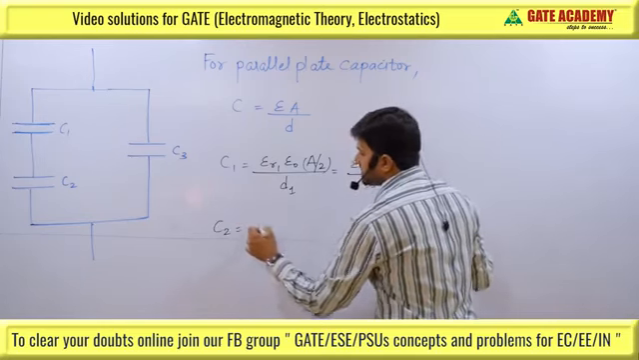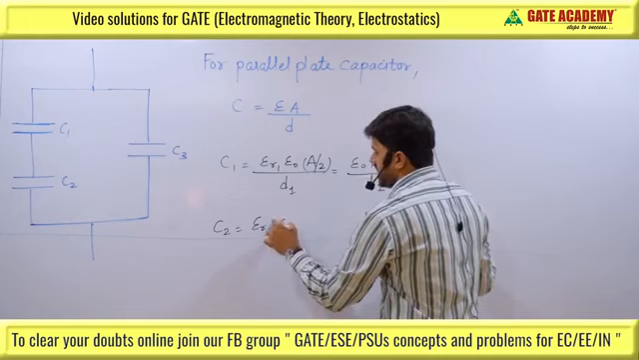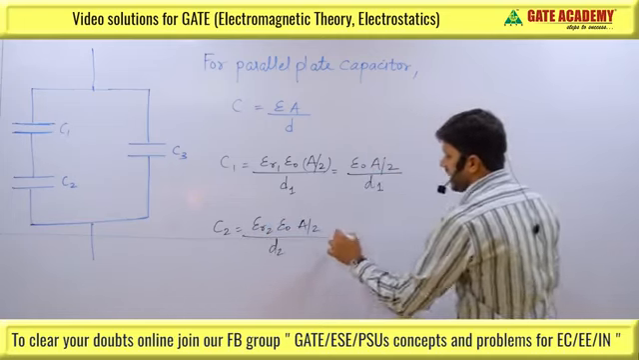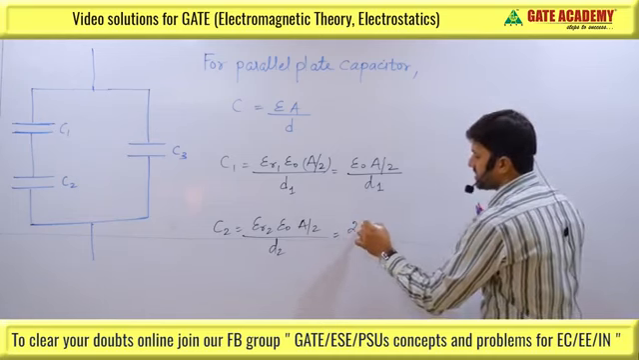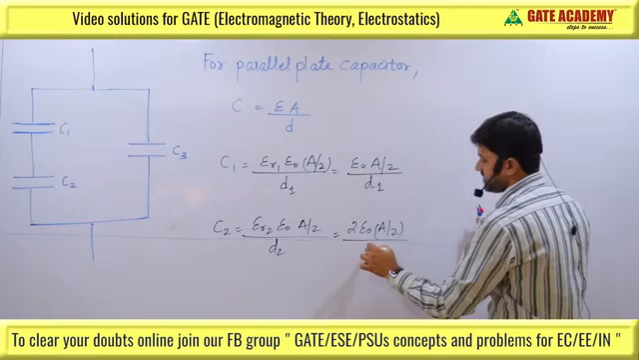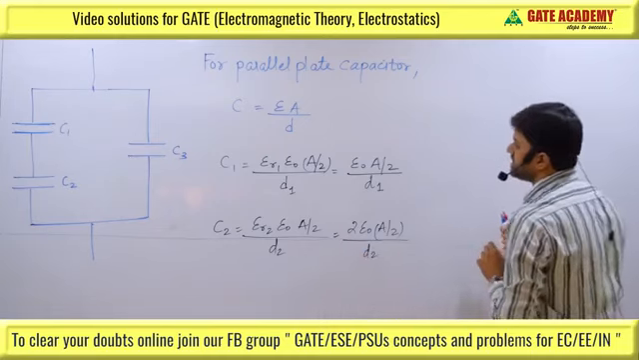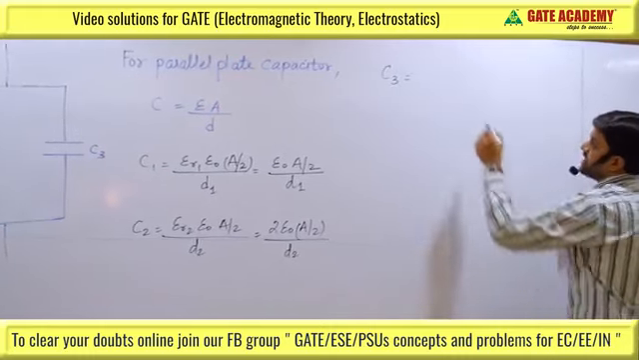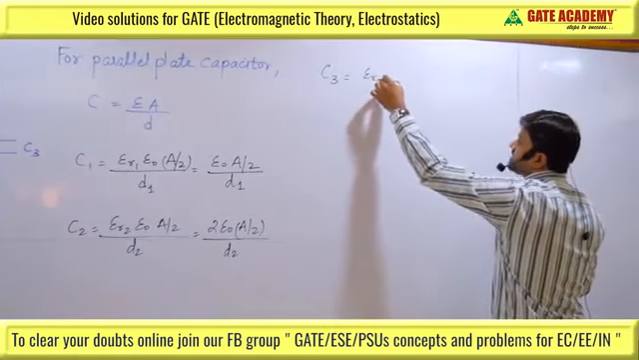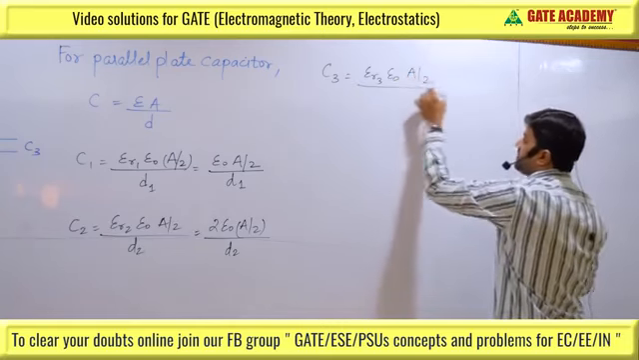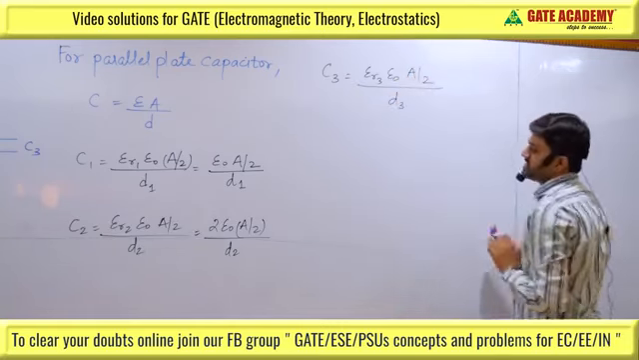Similarly, we can calculate C2. This is epsilon R2 epsilon naught, area is again half, distance is D2, epsilon R2 is 2 given, so 2A by 2 divided by D2. C3 is epsilon R3 epsilon naught, again area is half, and D3.